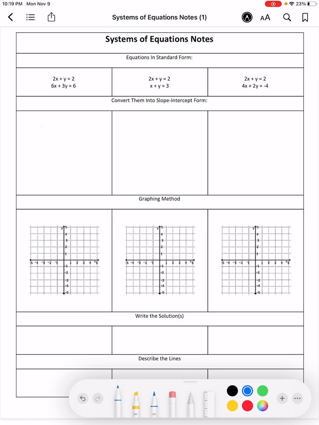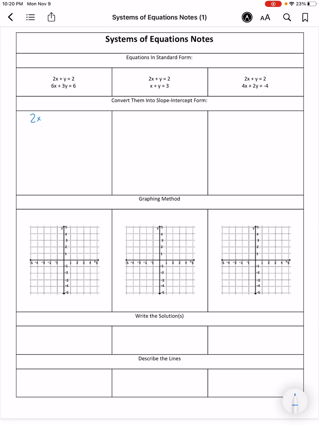Now, truthfully, in the future, when we do graphing, we want our equations that we graph to already be in slope-intercept form. It's not the fastest way to change them, but for today's purposes, it's good practice for us to convert standard form to slope-intercept. So we're going to start with 2x plus y equals 2.